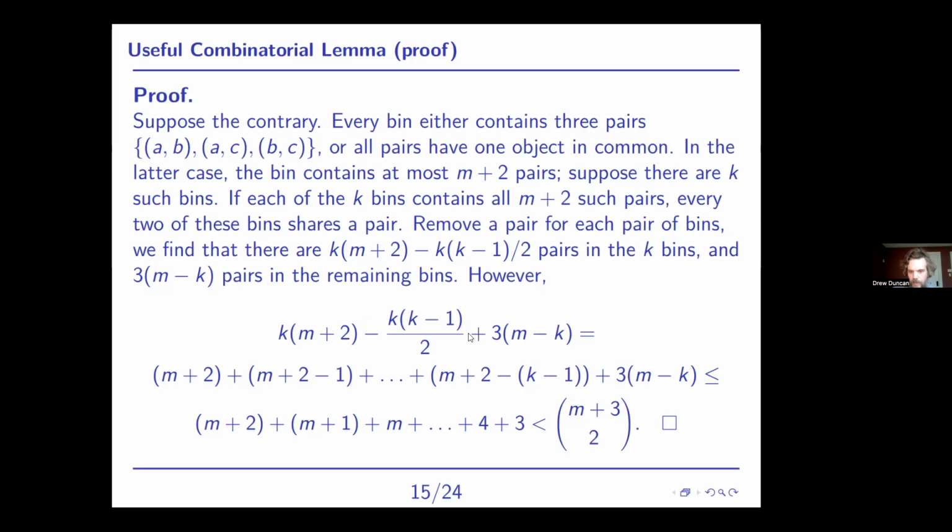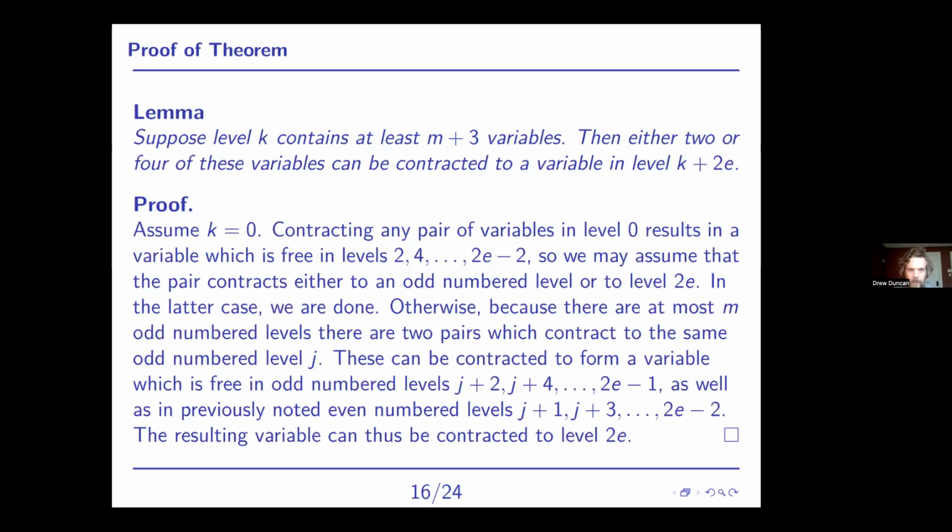So we add this up, we do a little arithmetic, and we see that this is strictly less than m plus 3 choose 2, which is the number of pairs that we have. And so clearly we have a contradiction. So that establishes the combinatorial lemma. Okay, so now let's begin proving this theorem with the tools that we have.